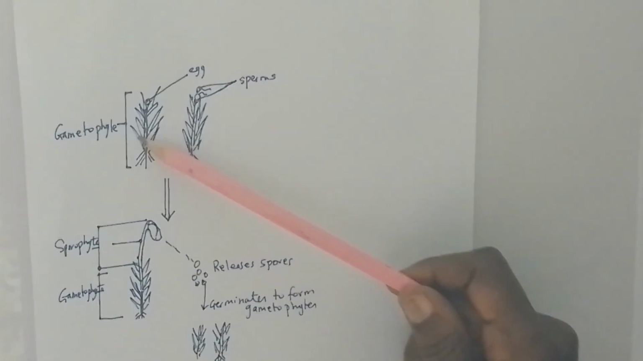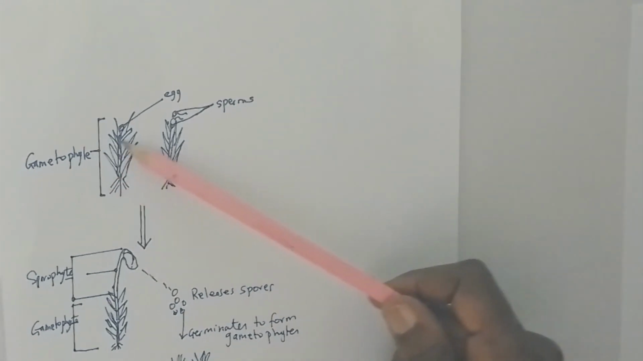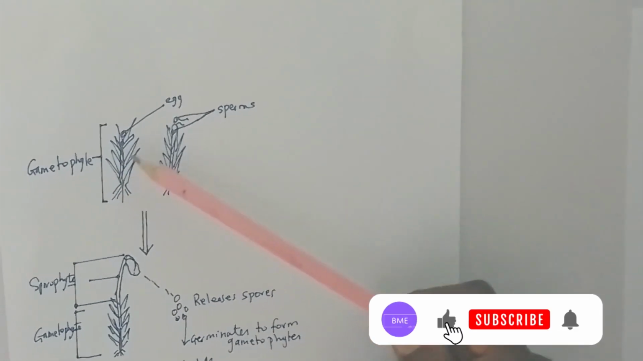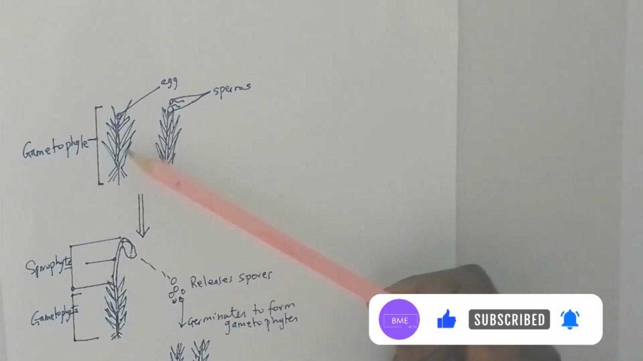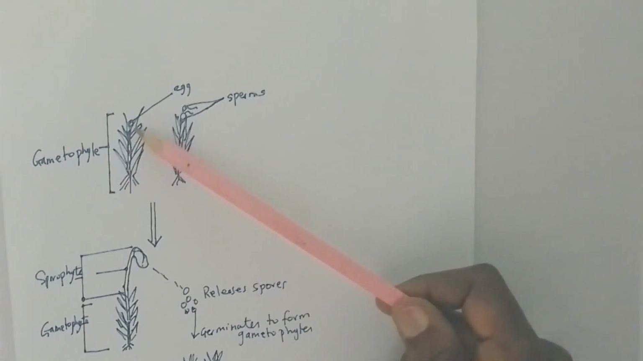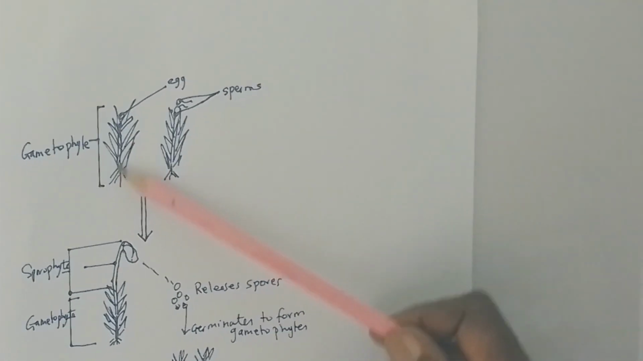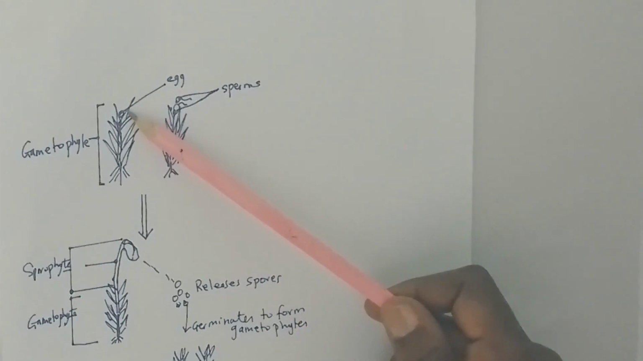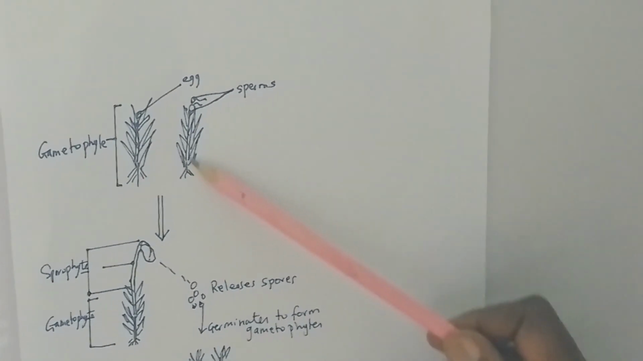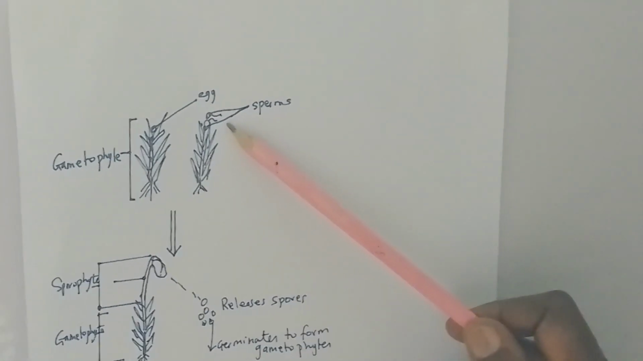This is the gametophyte stage in bryophytes. The gametophyte stage is the dominant stage, the stage you see very well and big, and is the stage that is producing sex organs and sex cells. This one, moss, is a female gametophyte with an egg. And this is a male gametophyte that produces a lot of sperms.